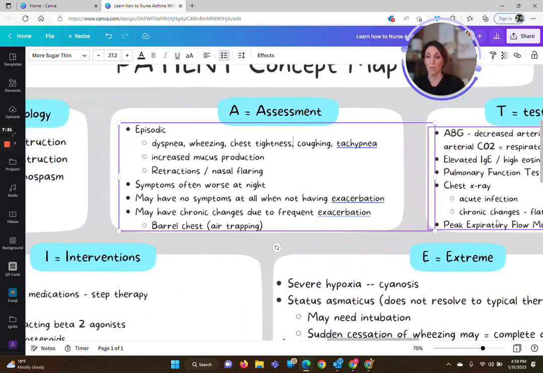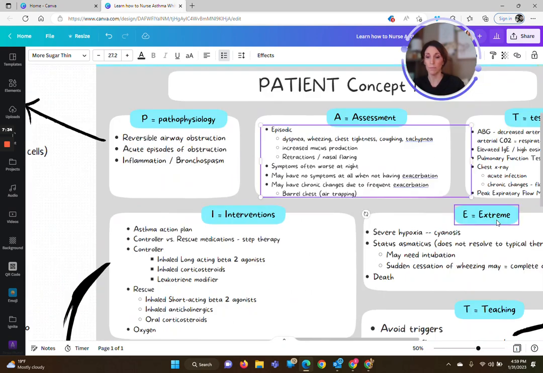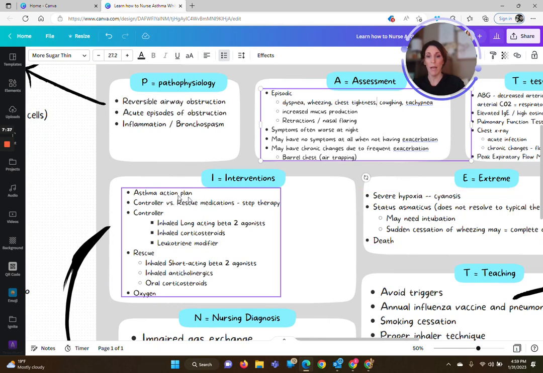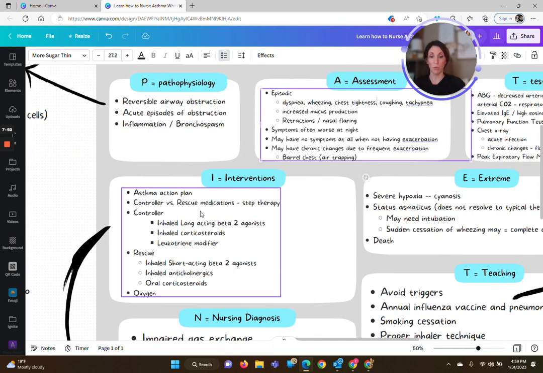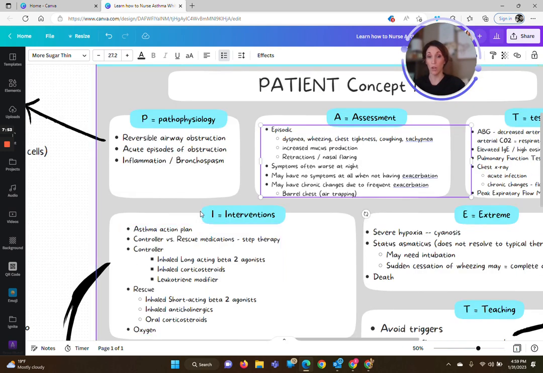Okay, let's go over here to interventions. So we have an asthma action plan, and that was what I was leading into with the peak expiratory flow rate. There's different levels, so we might have green, yellow, or red, and it's based on your peak expiratory flow meter results. If you're green, you're good to go. If you're yellow, you might need to use your inhaler, and then proceed from there. If you're red, you might need to first use your inhaler, but then you might even end up getting on steroids or going to the ER, depending on how you're doing. Each person's going to have an asthma action plan that's devised by their provider.